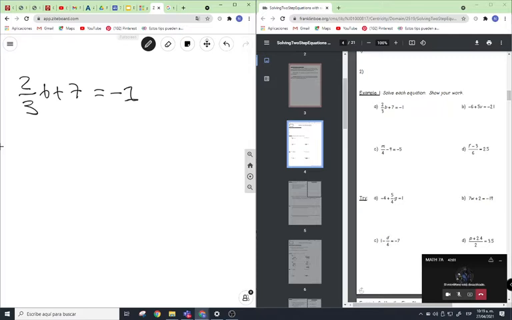Okay, so as I told you in class, when you have more than one operation, the idea is to start getting rid of the things that are with the b from the outside to the inside, like undressing. When you undress, you start taking off your outer clothes and then your inner clothes. So we are going to do something similar with the equations. If you do it another way, probably you will get the wrong result.